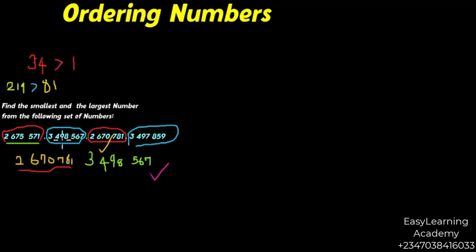We check the next, 9 is here, and 9 is here. We went to the next, 8 is here, but this time around 7 is here. So we now compared 7 and 8. Which one is the biggest? The biggest there is 8, so we had 3,498,567 as the largest number. Okay, let's proceed.